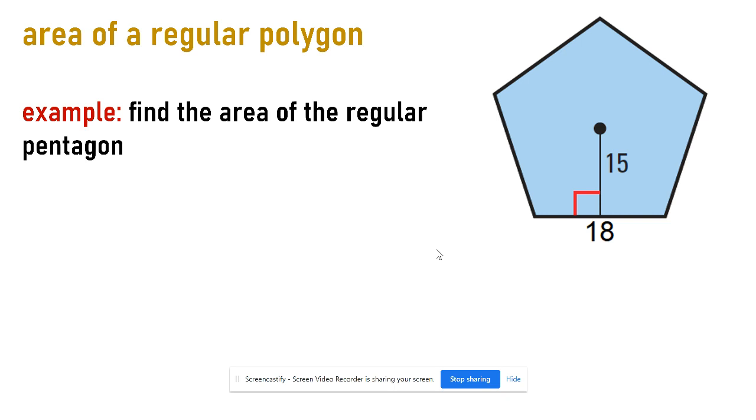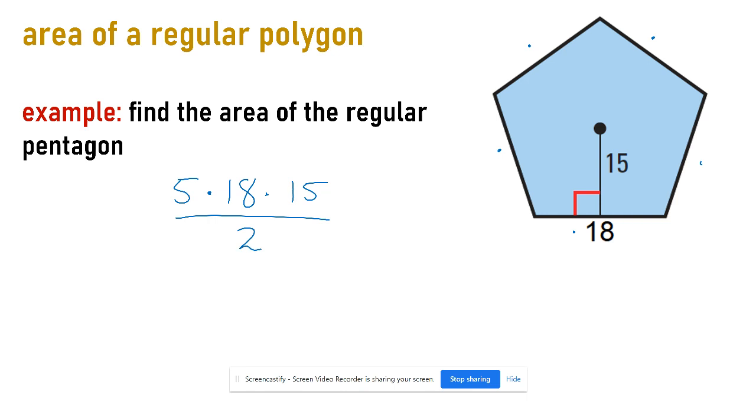So this shape here, we have 1, 2, 3, 4, 5 sides. It's a pentagon, 5 sides, times the length of one side. Length of one side is 18. Times the apothem, that's 15. And then we're going to divide all of that by 2.